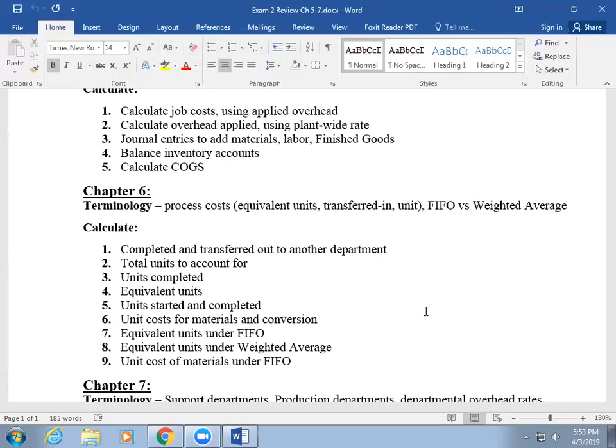Make sure, I think sometimes it's just reading the question a couple of times, making sure it's FIFO or weighted average to know which one you're doing. So review equivalent units.